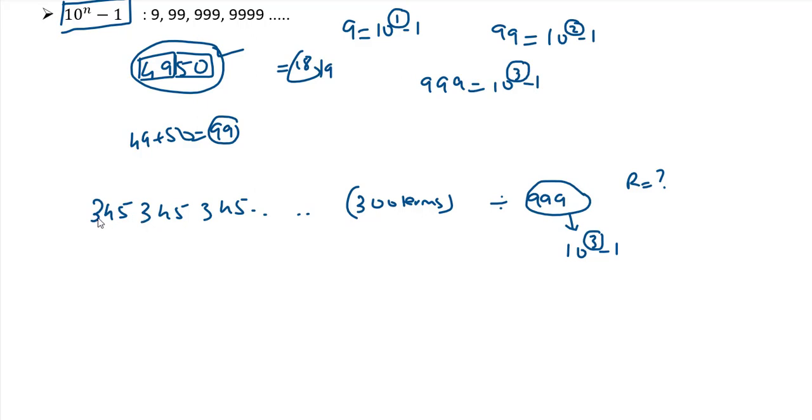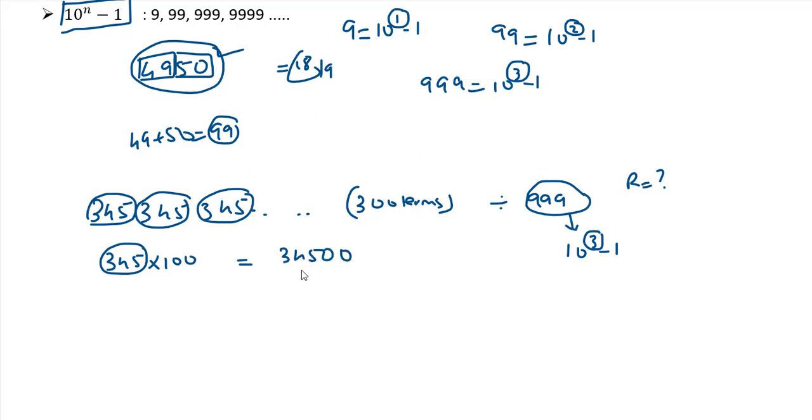So since there are 345, 345, 300 terms, if you see this 345, 345, they are repeating in groups and there are 300 terms. That means there are 100 groups of 345. So what will be their sum? It will be nothing but 345 into 100. So the digital sum will be 34500. Now if we divide this number by 999, then we'll get our answer whether this number is divisible by 999 or not. If not, we'll get our remainder also.